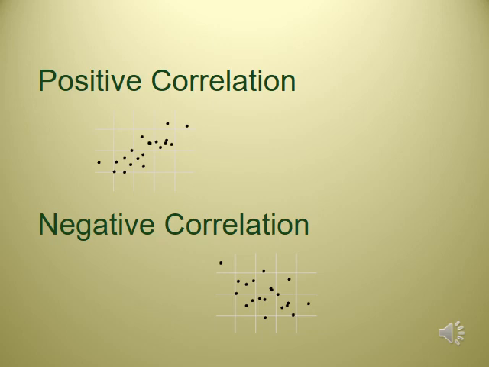I already mentioned, but I'll sum it up again, that a positive correlation would mean the trend of those points is basically upward as you go from left to right. In a negative correlation, it's mostly going downward.